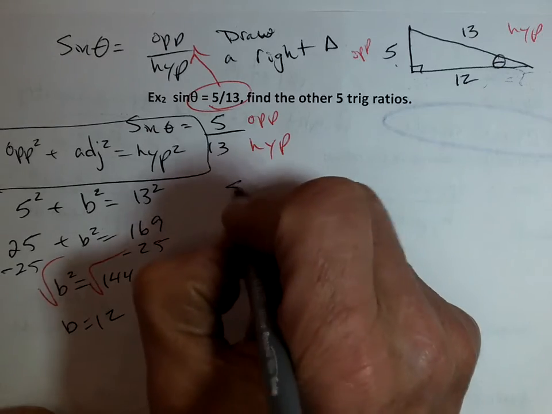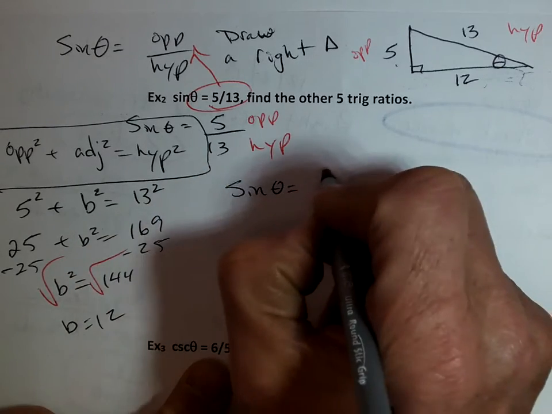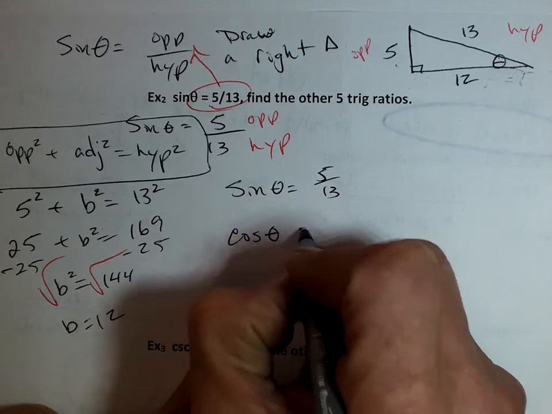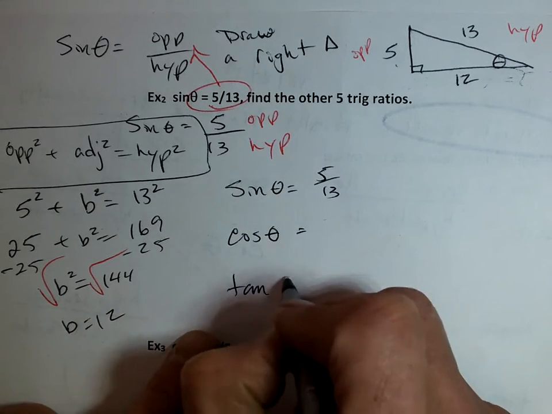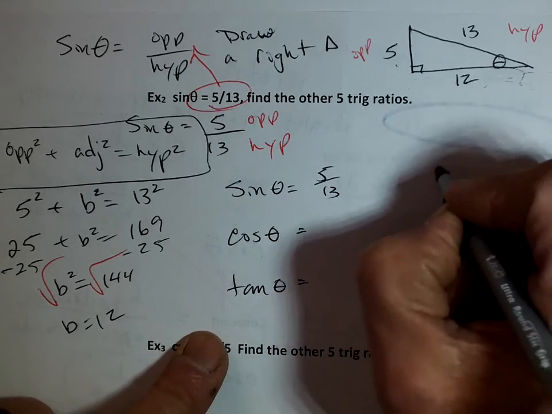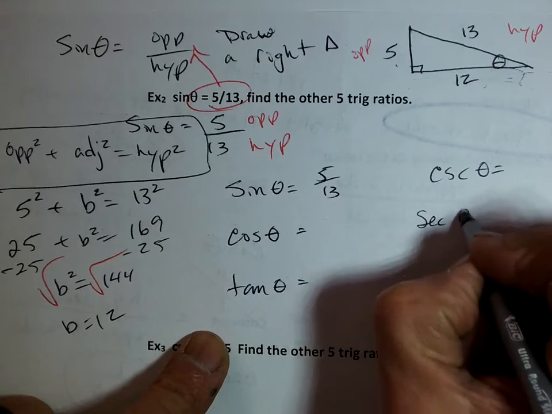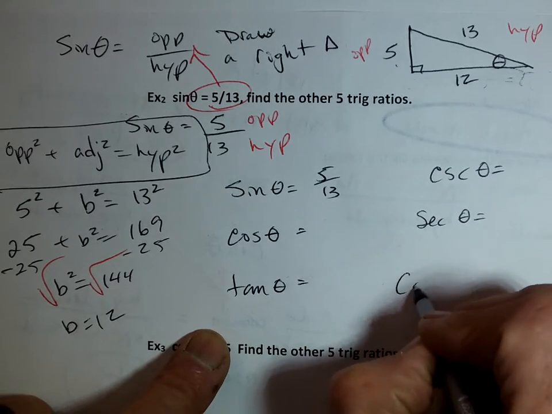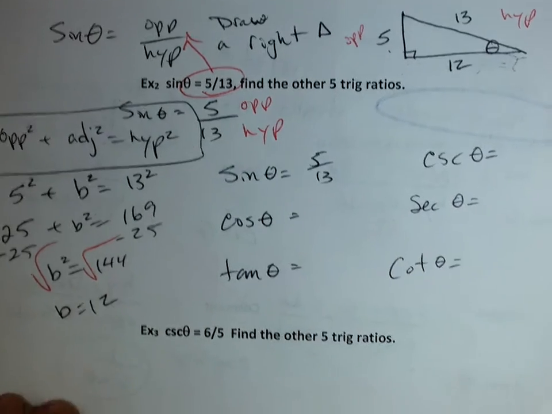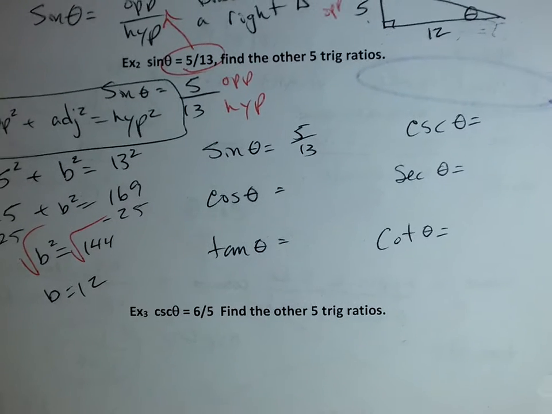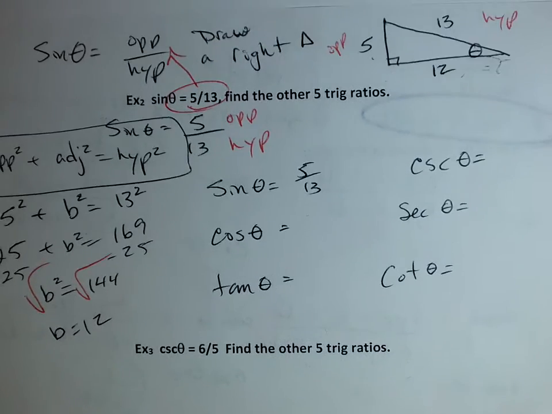Tell me, the sine of theta, we already know that one, 5/13. Cosine of theta, you can do that. Tangent of theta, cosecant of theta, secant of theta, and cotangent of theta, you can do that too, okay? Take a second to get those. Here's my triangle.